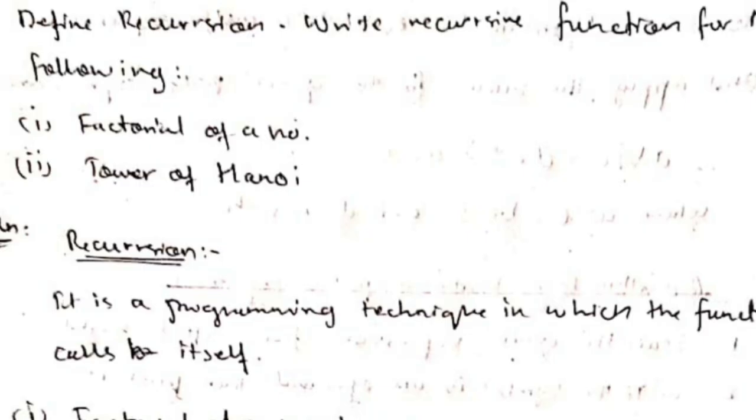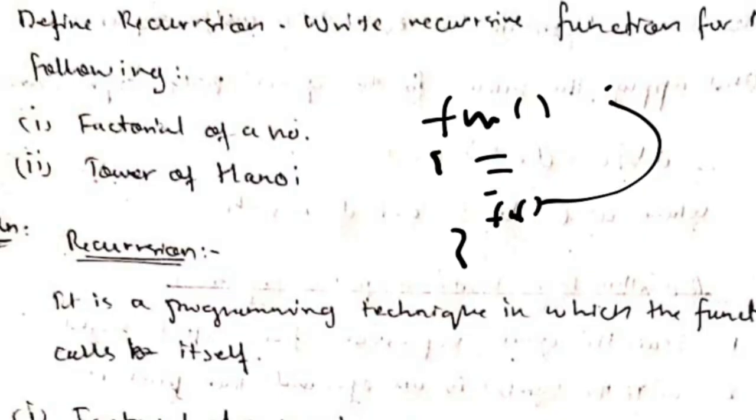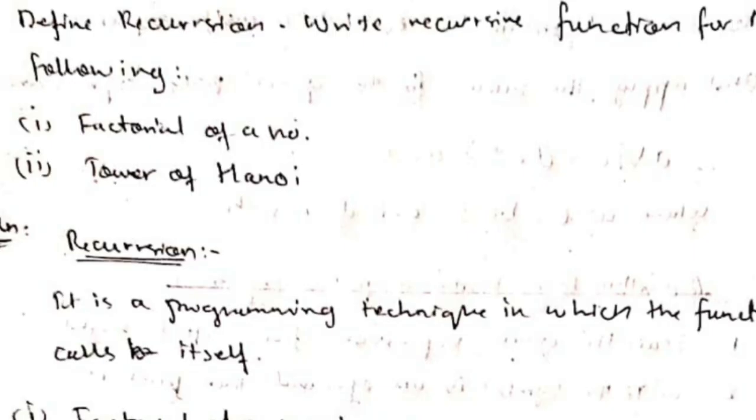Recursion means it calls itself. Means suppose that there is a function and it has a set of line of codes, and inside this code the same function is called again, which is function. Okay, so that's known as recursion. So we have to write the code for factorial of a number and Tower of Hanoi.